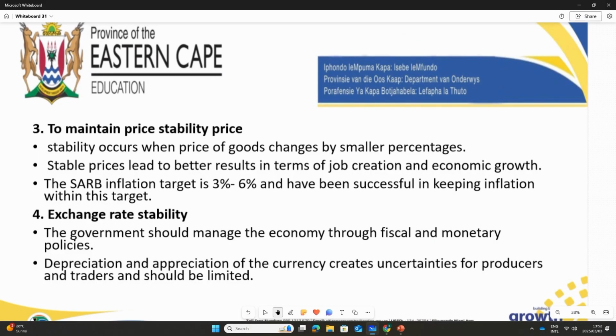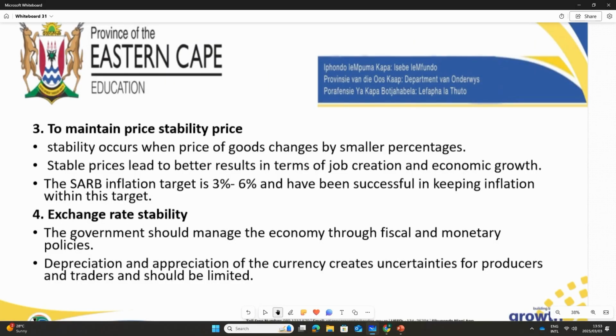Then the third one is to maintain price stability. Price stability occurs when the price of goods changes by a small percentage. So we are saying prices are stable if the price changes are not that high. Stable prices lead to better results in terms of job creation and economic growth, of course. If prices are low, the demand for goods and services is going to be high, and the firms are going to need more people because there's going to be a need for higher production. Therefore, it creates job opportunities and economic growth.